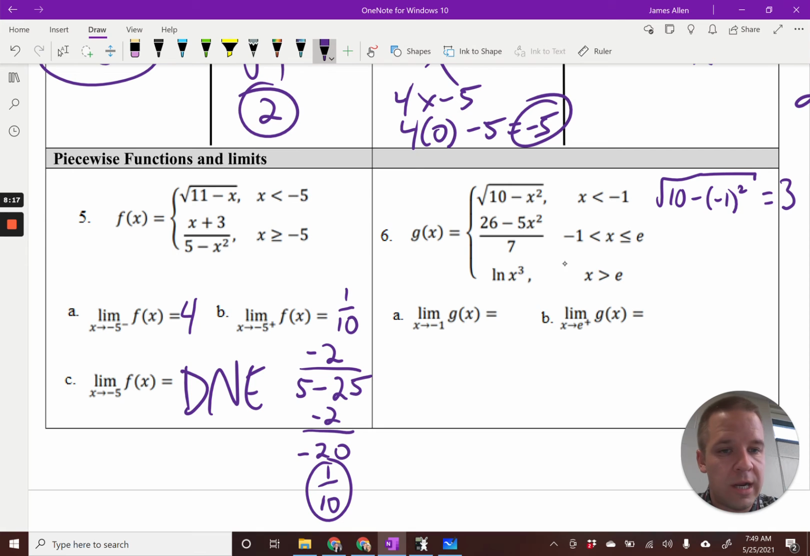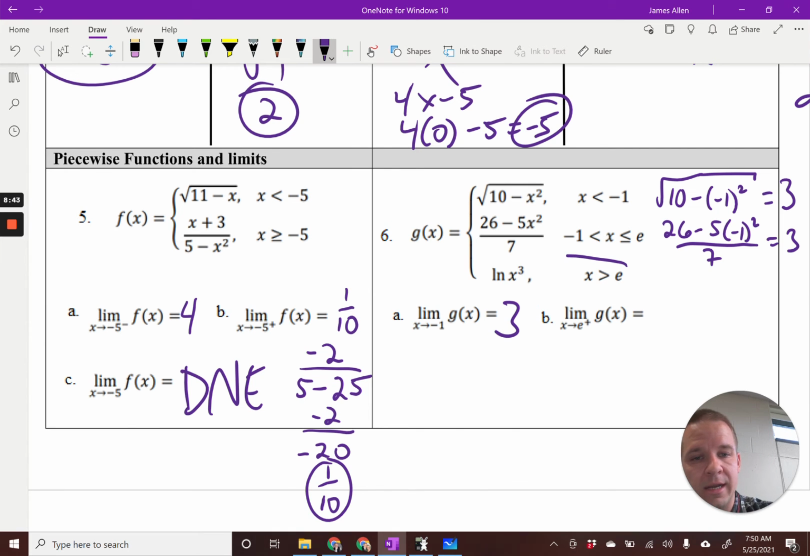And then this one here, I'd have 26 minus 5 times negative 1 squared, divided by 7. That's going to be 26 minus 5 is 21, divided by 7 is 3. So from the left and from the right, we are approaching 3. So the limit is 3. That's dope. All right. As it approaches e from the right.